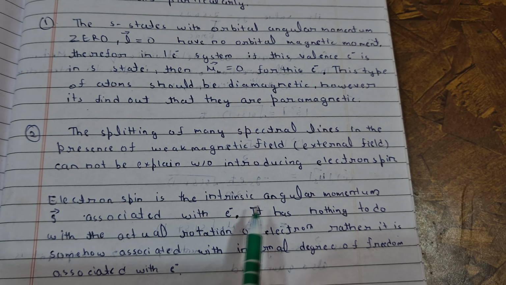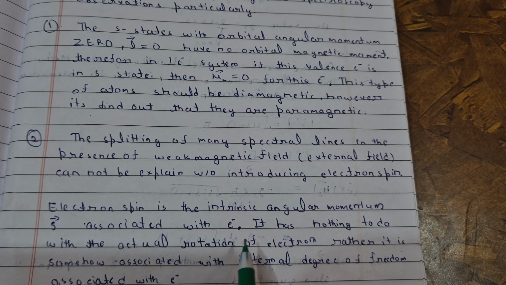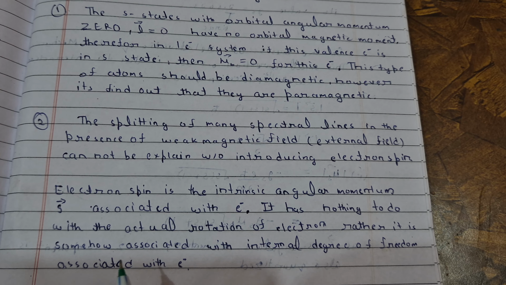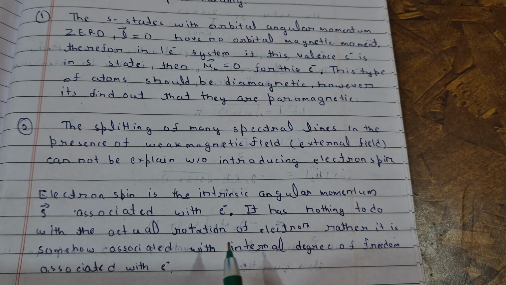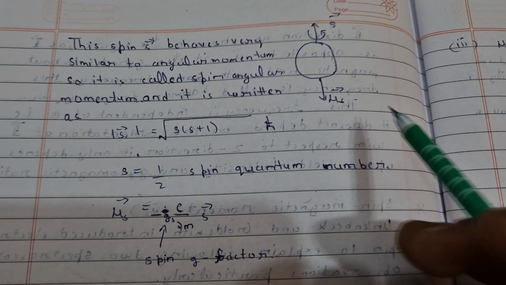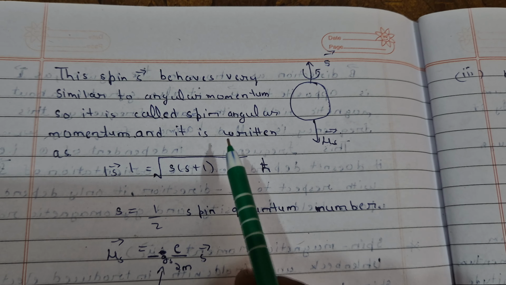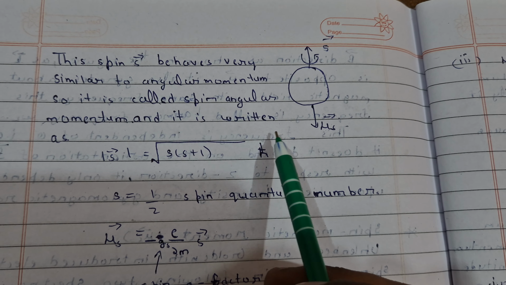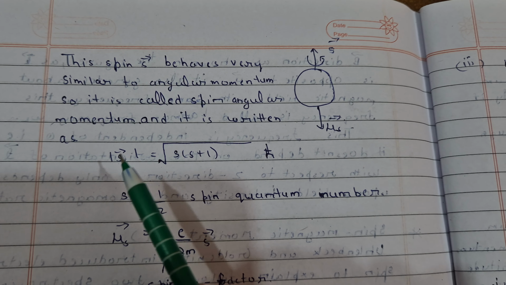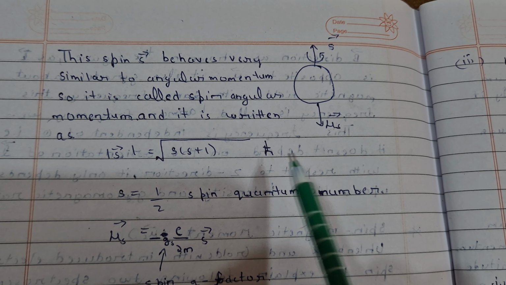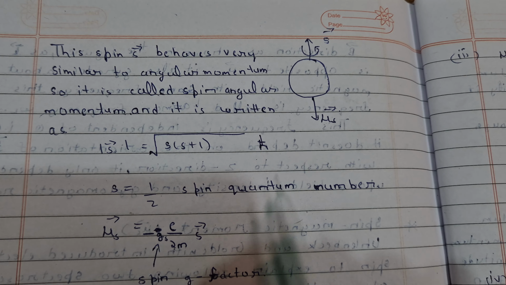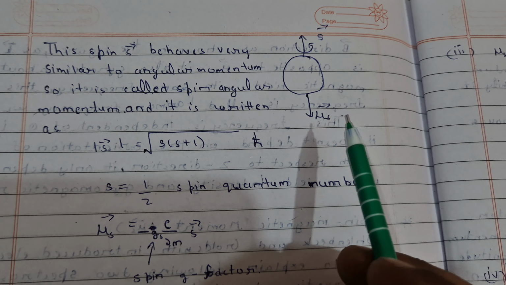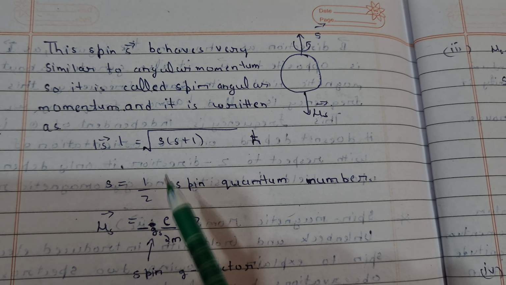Now, electron spin is the intrinsic angular momentum, as I told you, associated with the electron. It has nothing to do with the actual rotation of the electron. Rather, it is associated with an internal degree of freedom of the electron. This spin also behaves like angular momentum, so we call it spin angular momentum, and we write the expression the same as for orbital angular momentum. There was L, and the magnitude was root L(L+1) h cut, so here S will be root S(S+1) h cut, and again spin is half.